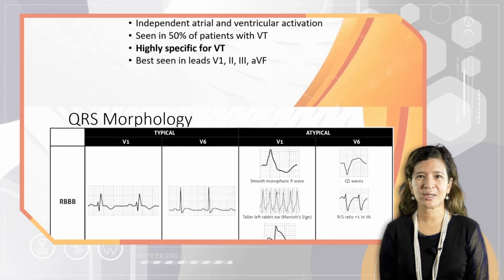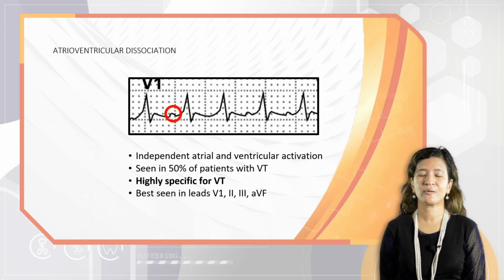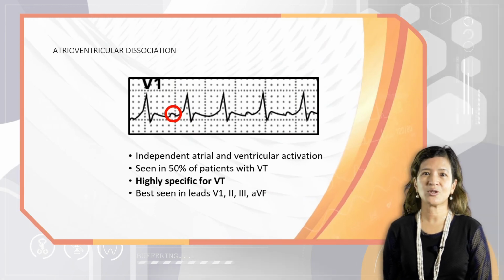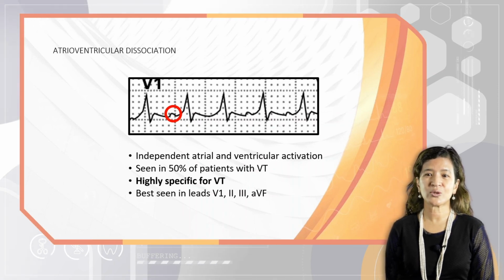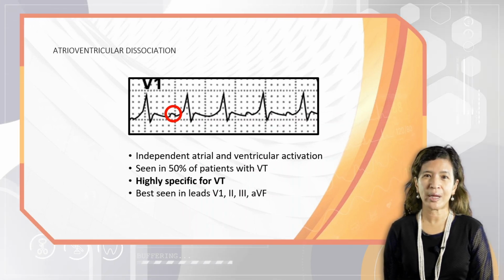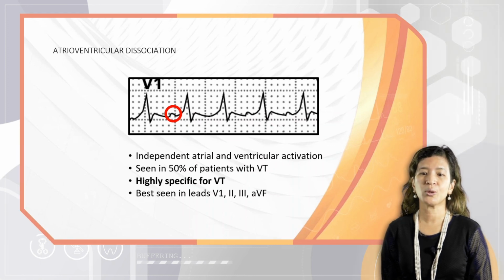AV dissociation is a very specific criterion for VT. If it is present, you're almost sure that it is VT. In AV dissociation, you can find P waves marching through the whole rhythm strip.